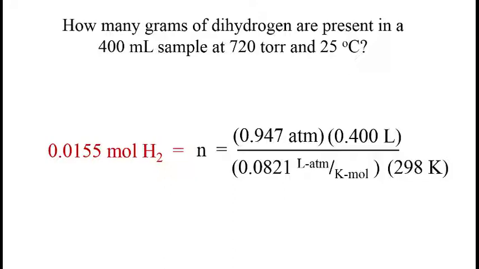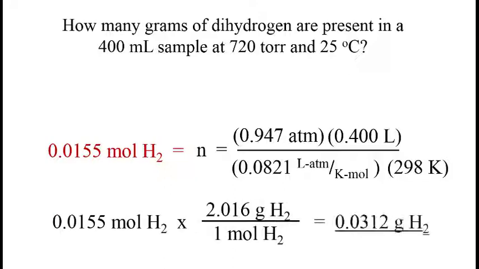Finally, to find the grams of dihydrogen, we use the molar mass to convert from moles to grams. The final result is 0.0312 grams of dihydrogen. It's important to remember to check the units of what is given and what we're trying to find in an ideal gas problem, and convert them if necessary to the proper units before plugging them into the ideal gas law.